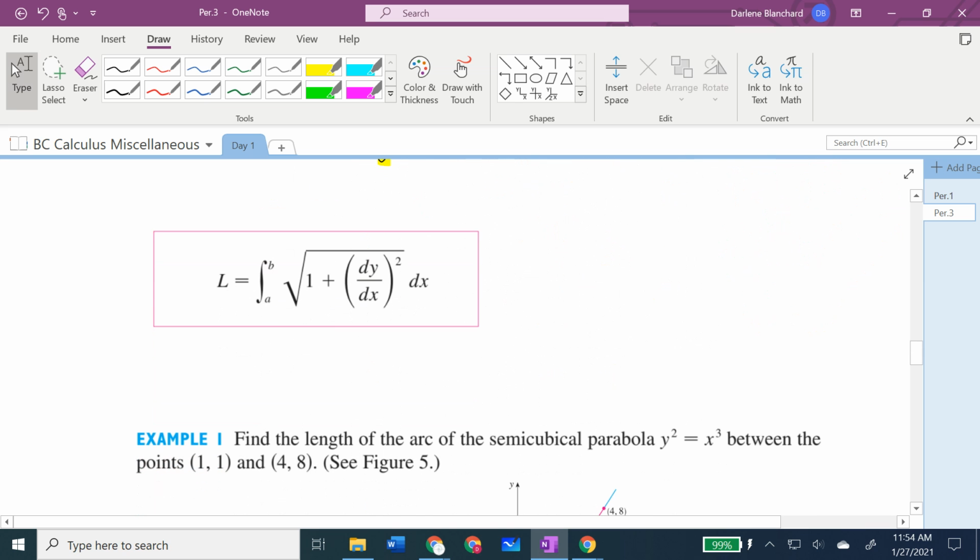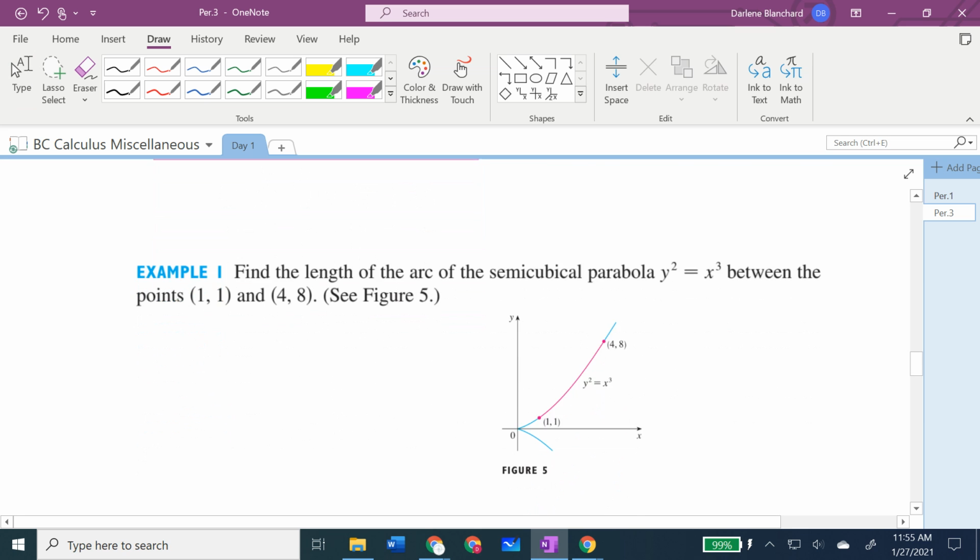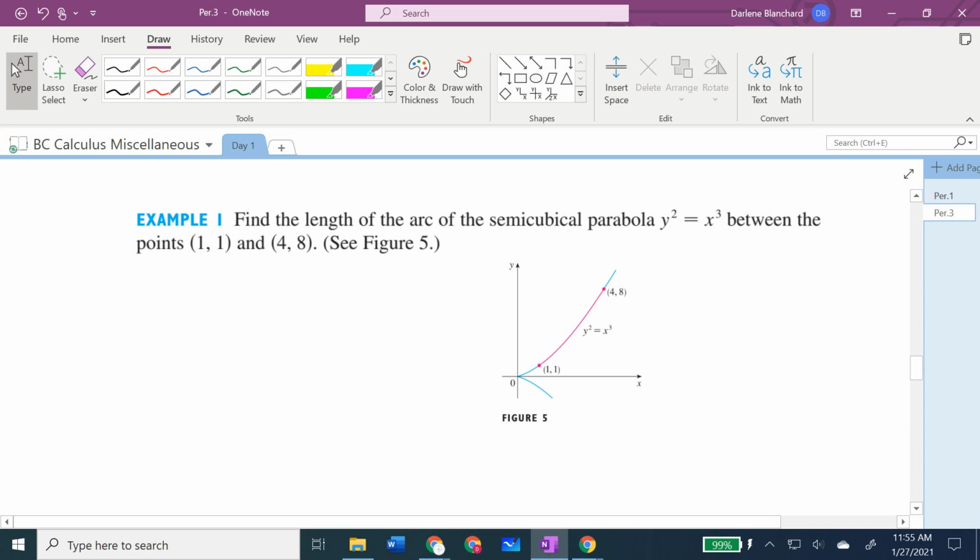All right, example 1. Now, I want you to try to be ahead of me on this, but I realize that we only have an hour. In an hour and a half class, I would give you a little bit of time to try and get this done before I got started. But me talking right now is me giving you time to get ahead.